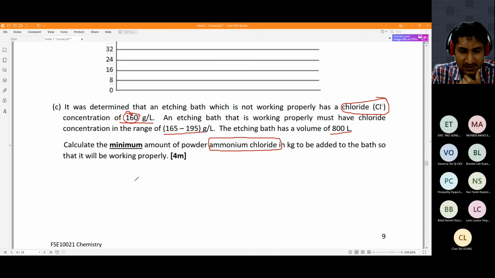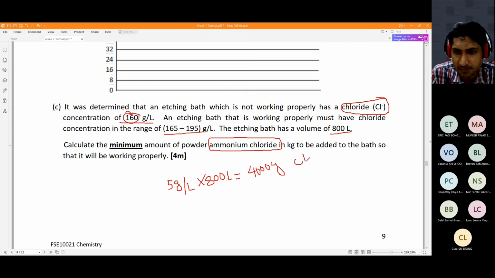So 165 minus 160 means 5 gram, the minimum. I just need the minimum, which is 5 gram per liter, and it is 800 liter. So if I need an extra 5 gram for 800 liter, I need 4,000 gram. I need 4,000 gram of chloride ion. Remember this, it's chloride ion I need.